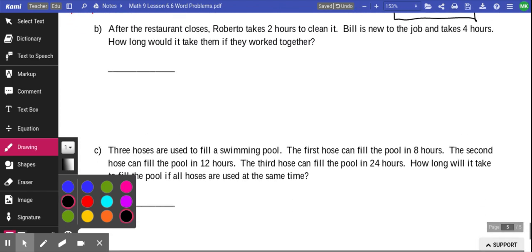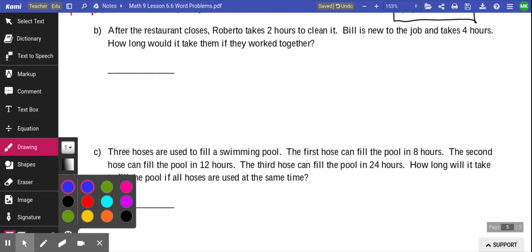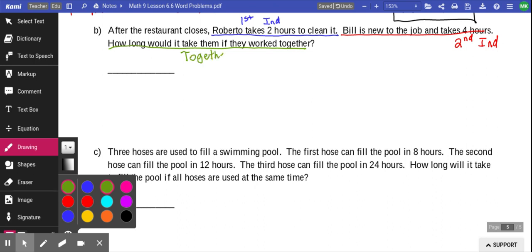So it says, after the restaurant closes, Roberto takes 2 hours to clean it. Okay, that's an individual time, and we're going to say it's our first individual time. Bill is new to the job and takes 4 hours. That is going to be my second individual time. How long would it take them to work together? That is our time together. We call it X because we didn't know what it was.